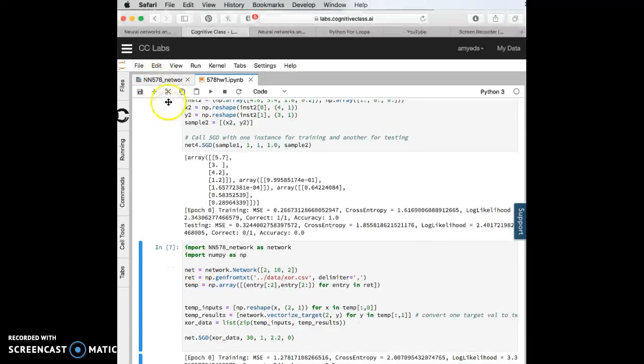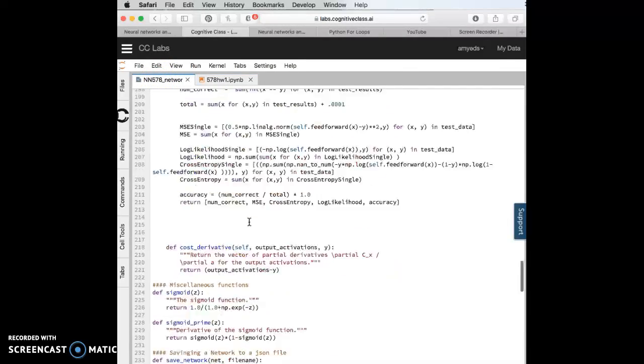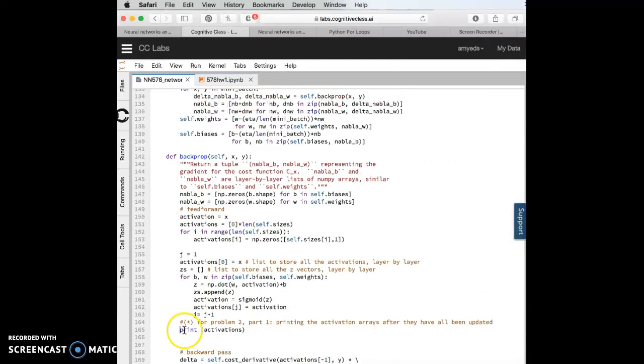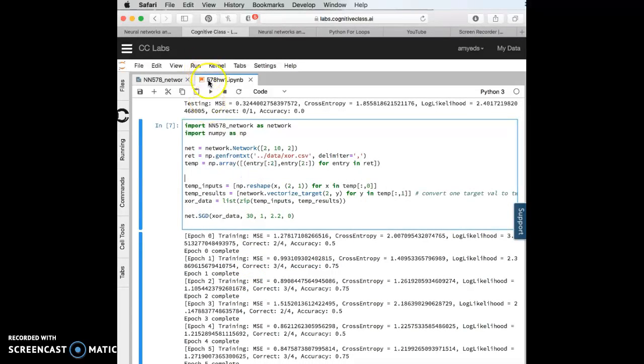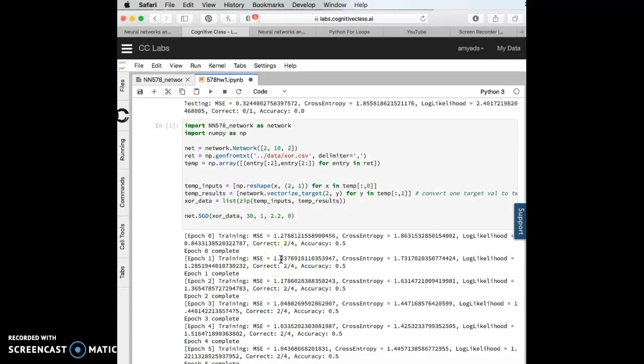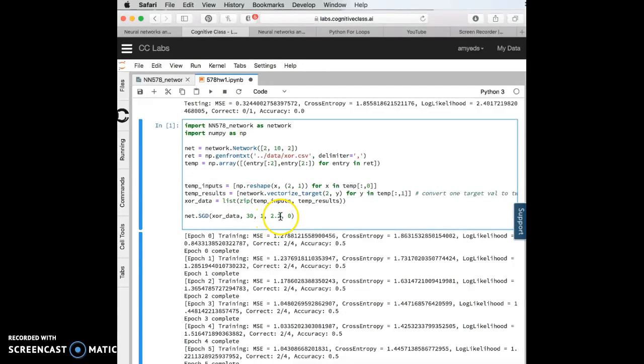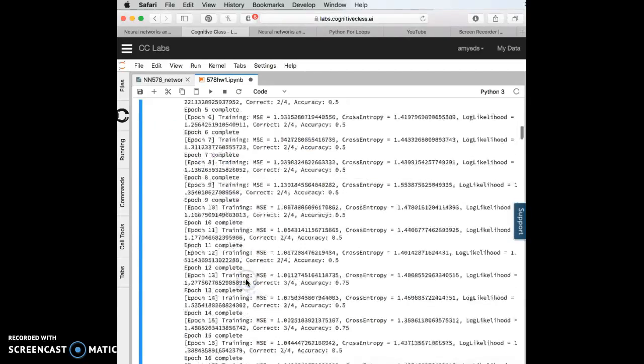So we're going to go ahead and get rid of the activations printing because we don't need it anymore. Save the file, restart the kernel. Then we'll move on to the XOR data set, where our idea was that we're going to run 30 epochs. I have one mini batch and ETA of 2.2, and there is no testing data.